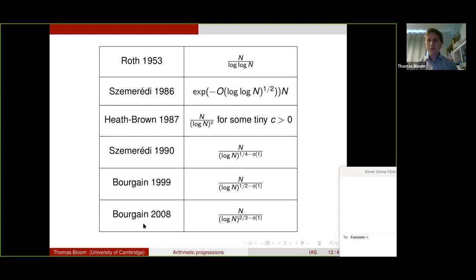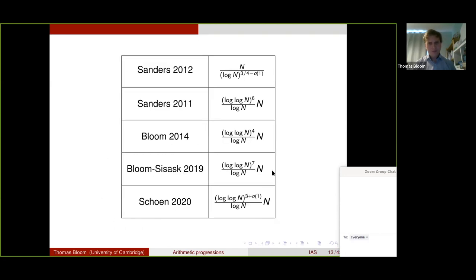Then the next improvement came from Bourgain again, which is log n to the 2/3. Then Sanders improved this to log n to the 3/4. And then the next significant milestone is, I think, in 2011, when for the first time essentially this density threshold of n over log n was achieved. This is a significant threshold, because it's actually what we need to break through if we want to get conclusions about the primes, for example, and in particular, if we want to get this Erdős conjecture about the sum of reciprocals.